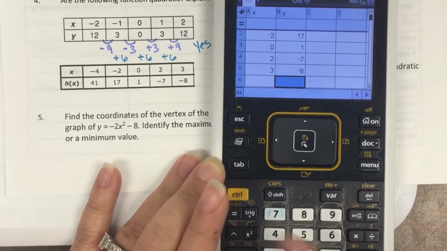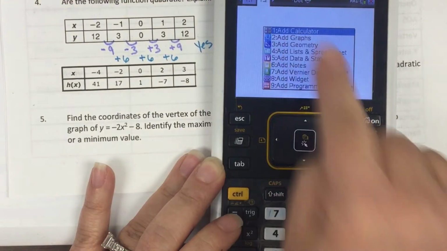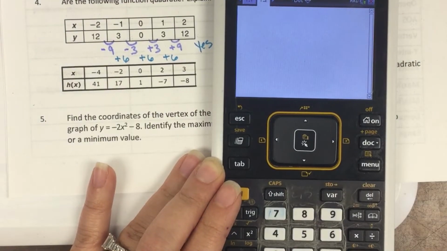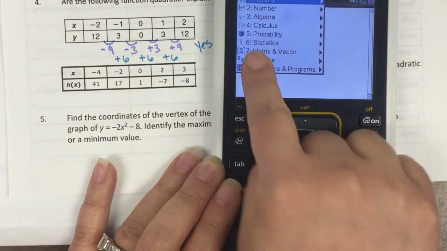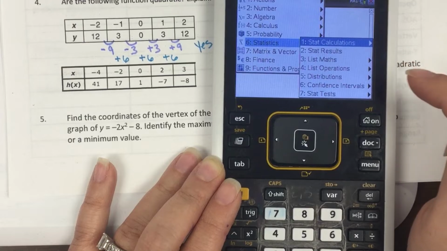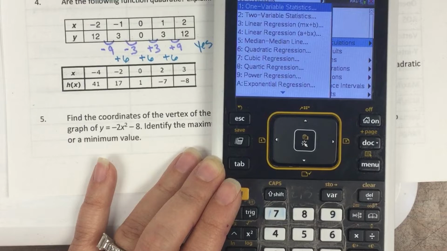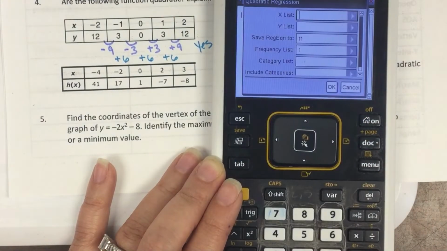Okay. Now I'm going to do Control Dot to add a page. We go to Add Calculator. Then from here we press Menu, I want statistics, it's option 6. Then I want, if I remember, stat calculations. And I want quadratic regression, so that's going to be option 6.